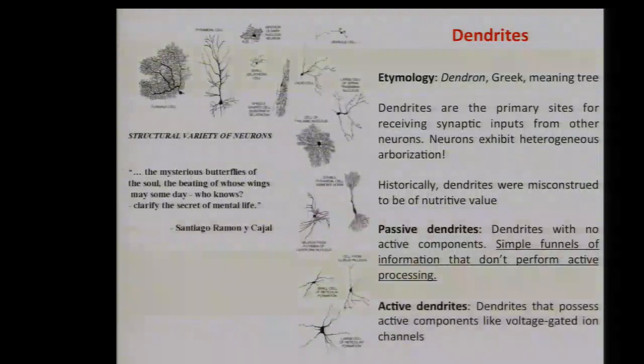Active dendrites, on the other hand, are those dendrites which possess active components such as voltage-gated ion channels. These are protein molecules which sit on the membrane, and they allow specific kinds of ions to pass through, either into the cell or outside the cell, depending upon the transmembrane voltage. If you put an electrode inside and an electrode outside and measure the voltage difference, that voltage difference is what guides which ions are going to pass through and whether the channel is going to be open or not. So it is a voltage-gated ion channel.